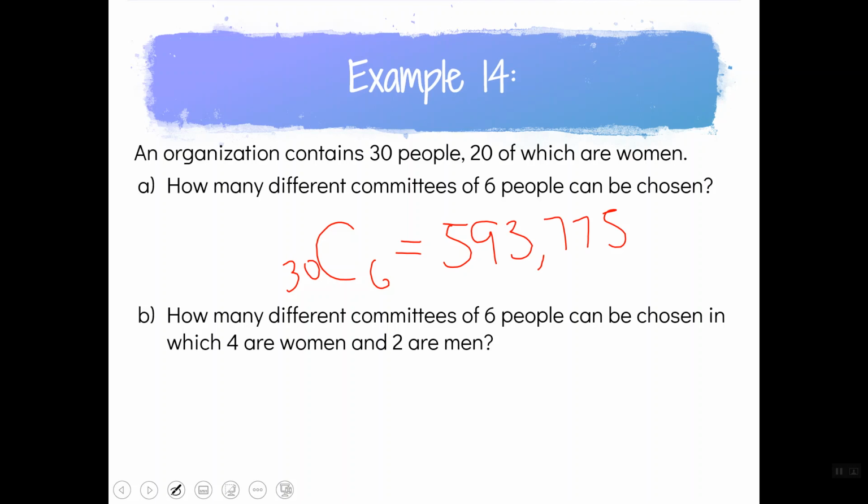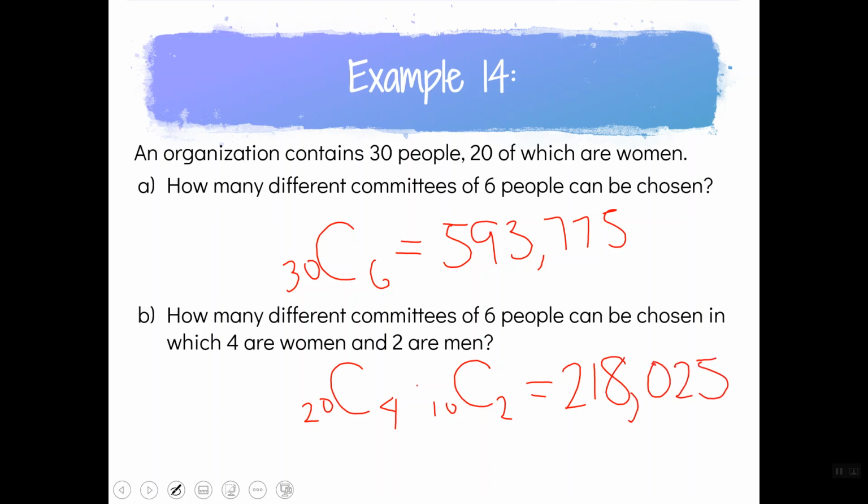In part B, how many different committees of 6 people can be chosen in which 4 are women and 2 are men? So we're going to say, okay, out of the 20 women, we're picking 4. And out of the remaining 10 men, we're picking 2. So we get 218,025. Plenty of combinations. Again, order doesn't matter, so it's not a permutation.